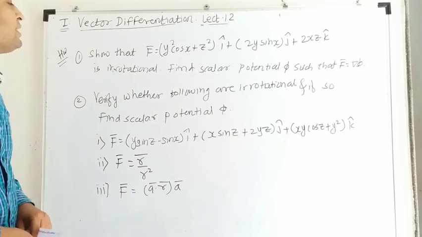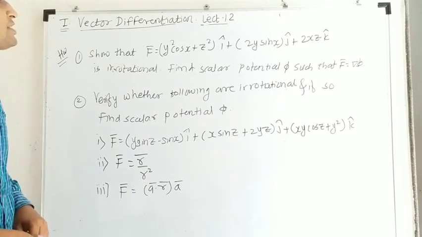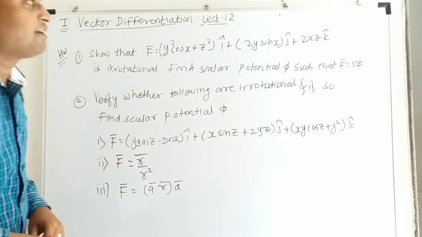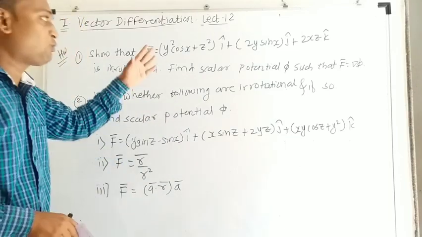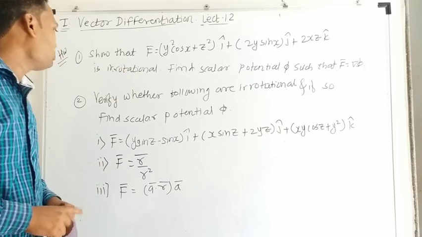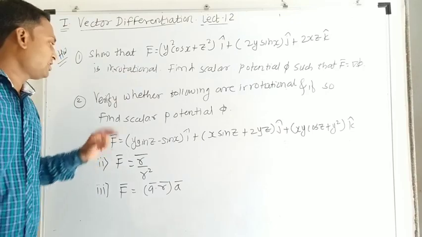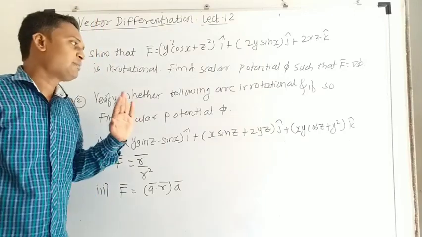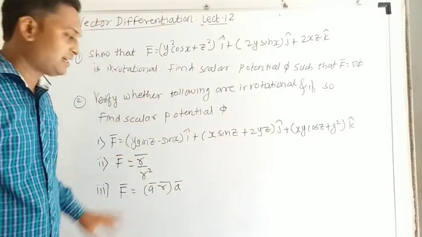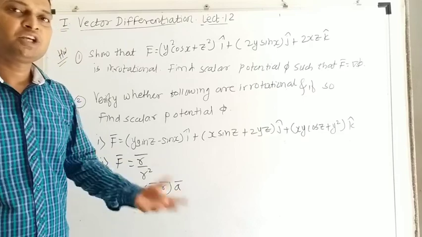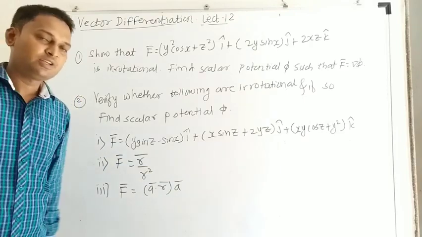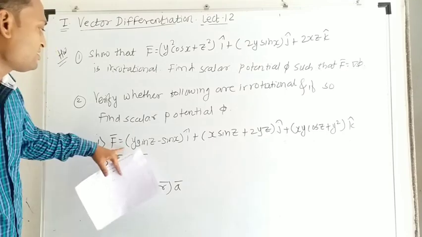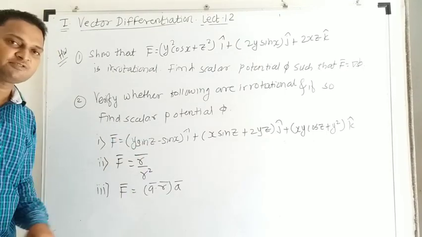First is: show that f bar equal to y square cos x is irrotational and find scalar potential phi such that f bar equal to del phi. This is a type 1 example. You can complete it at home. Now the second question is quite different. Verify whether the following are irrotational, and if so, find scalar potential phi. So first you need to verify whether they are irrotational or not. If they are not, there is no need of finding scalar potential. If they are, then in that case find the scalar potential. So the first is of the first case, the next two are of the second case.